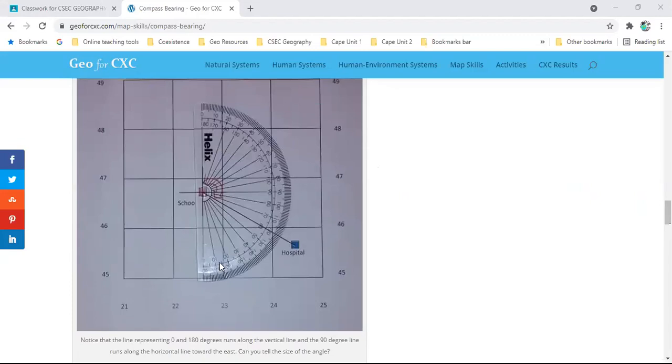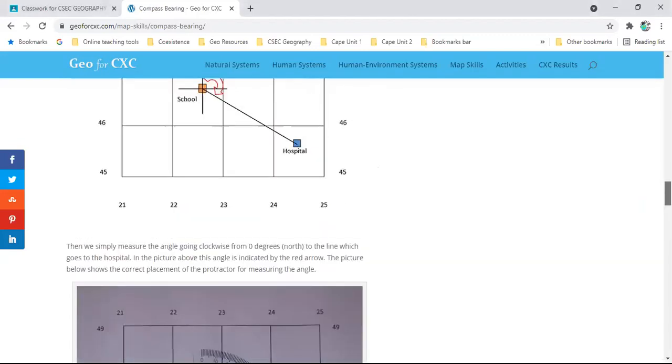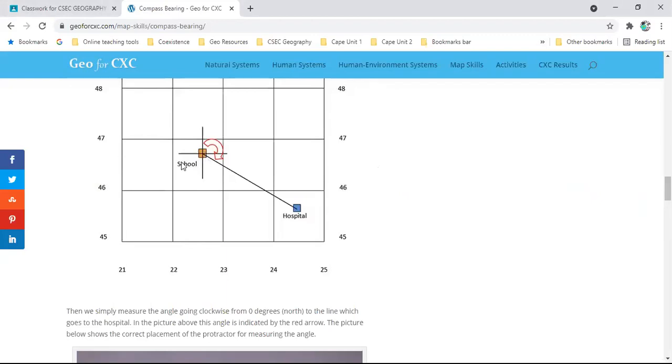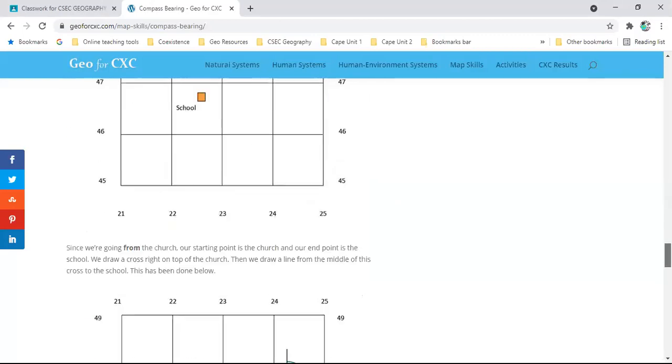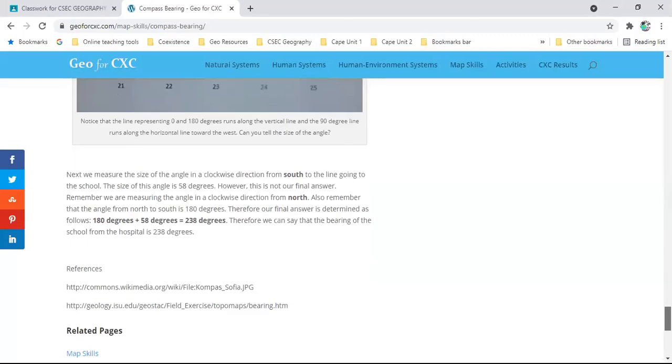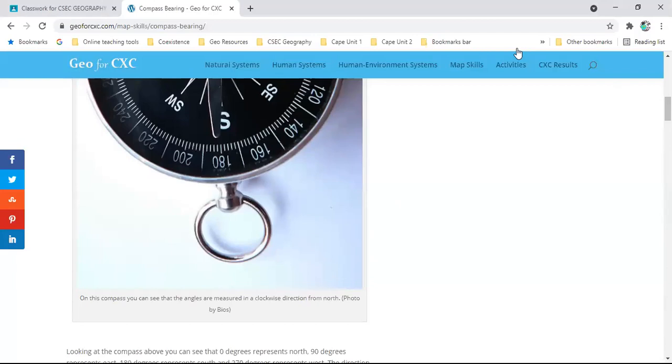So remember, if you have a direction that is over 180, you line up your protractor facing the left, and then you count out the angle between that point, and then you add it to 180. Is that clear? Renee, is that okay with you now?